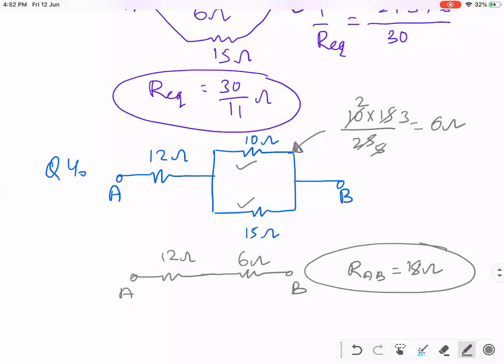Okay. Now here, can I say this 12 ohm and 10 ohm are in series? Can I say this? Yes or no? No, sir. Good. They are not in series. Practically, they are not in series. Okay. Now let's move towards our next question.